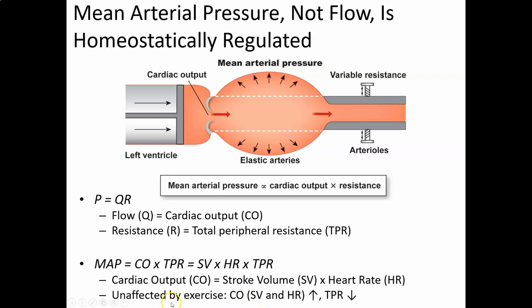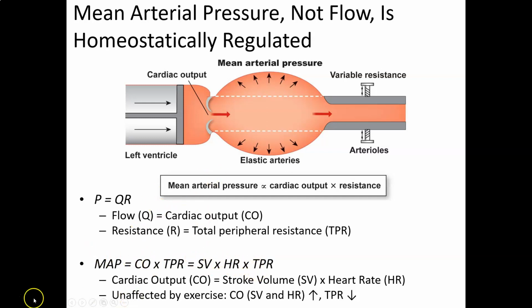The other equation that we looked at was the pressure, so P equals Q times R. If you look at this general formula, we can call the flow the cardiac output, and the resistance, we can make it specifically total peripheral resistance. So if we replace that in the equation, we get mean arterial pressure equals cardiac output times TPR, total peripheral resistance. So it's just flow times resistance. And we said earlier, cardiac output equals stroke volume times heart rate. So mean arterial pressure equals stroke volume times heart rate times TPR.